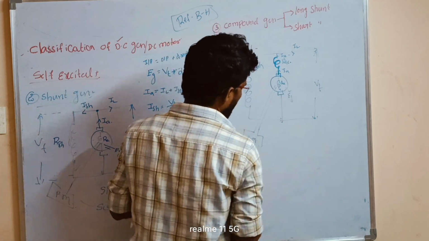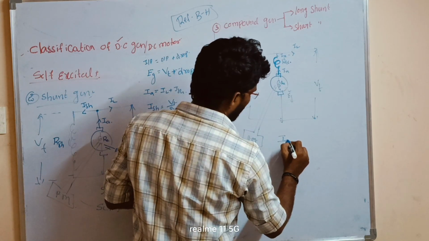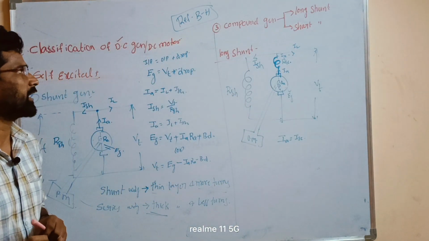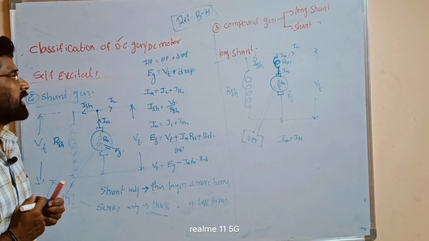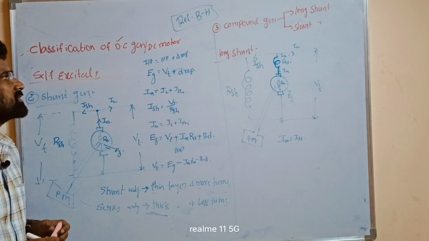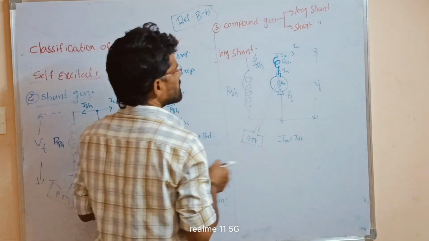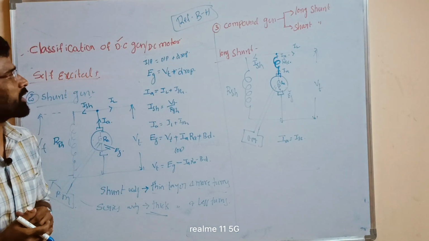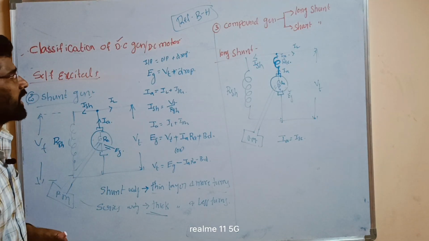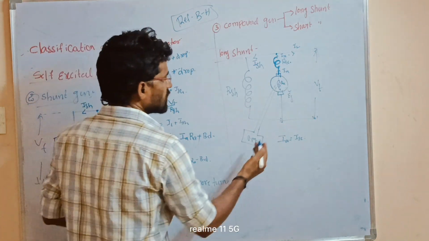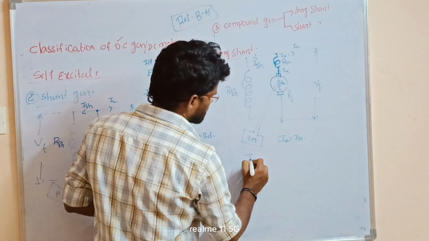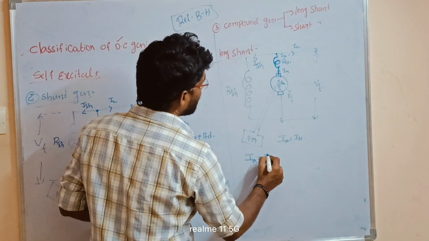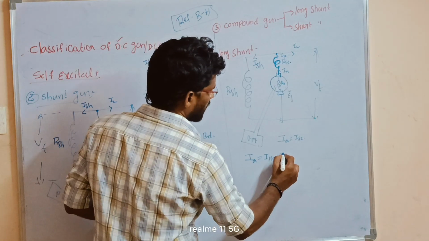So here IA is equal to ISC, because IA and ISC are in series, and in series, the current must be the same. Now again, this is a node point. The sum of the input current is equal to the sum of the leaving current as per KCL. So IA is equal to ISC, and that is nothing but ISH plus IL.